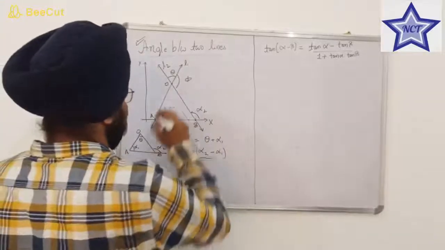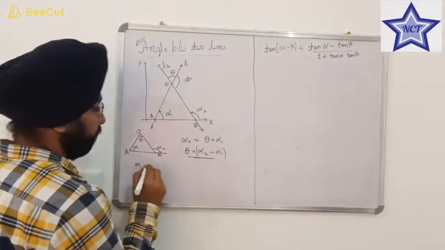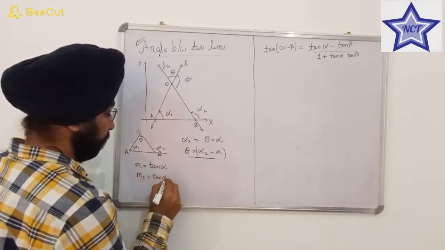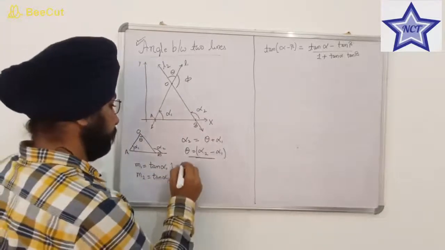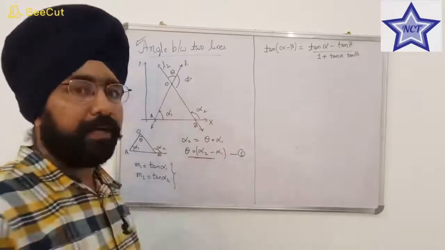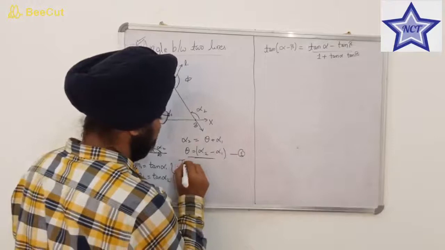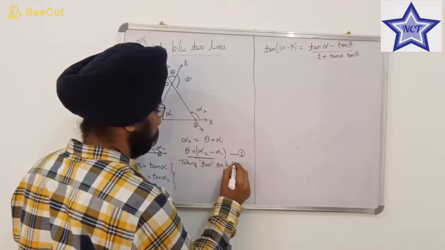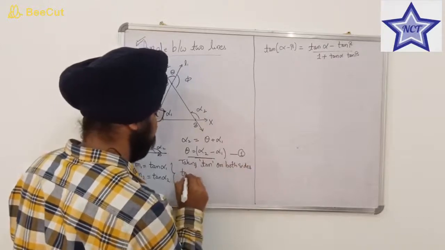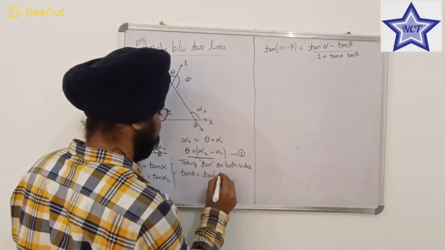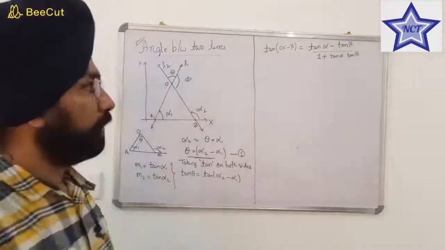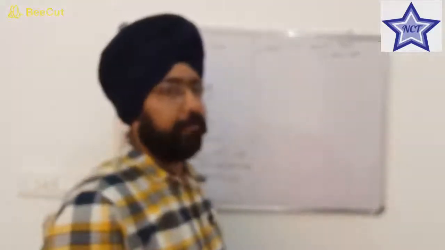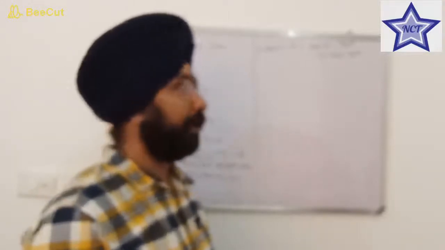So from line 1, the slope of line 1, let us write it as m1 equals tan of alpha 1. Slope of line 2 is equal to tan of alpha 2. So I write from equation 1, theta is equal to alpha 2 minus alpha 1. Taking tan function on both sides, I get tan of theta equals tan of alpha 2 minus alpha 1. Now, from the trigonometric formula, tan of alpha minus beta is tan of alpha minus tan of beta upon 1 plus tan alpha into tan of beta.